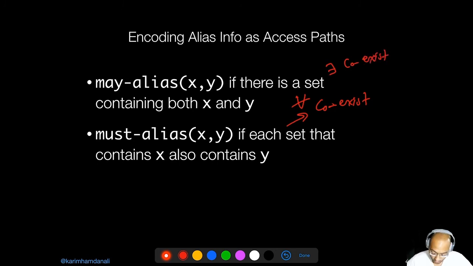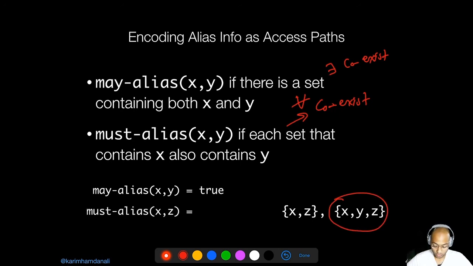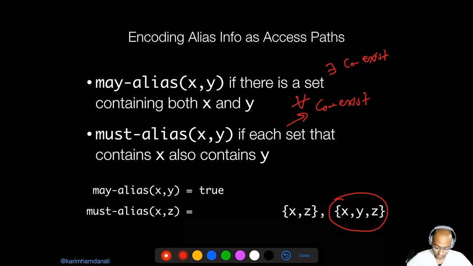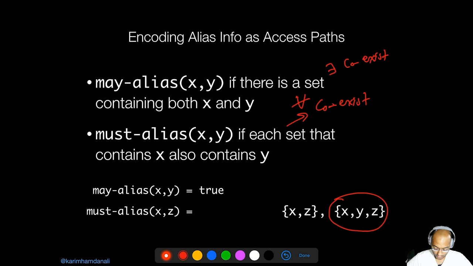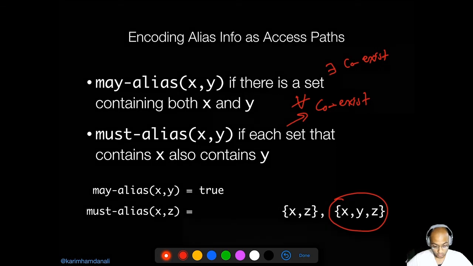So may alias xy. Here, if I have xz and xyz, do x and y may alias? Well, yes, because there exists one set where they coexist, both of them. So this is going to be true. Must alias xz, is that true or not? Well, let's see. Must alias: each set that contains x also contains z. Each set that contains x also contains that. So this is also going to be true.